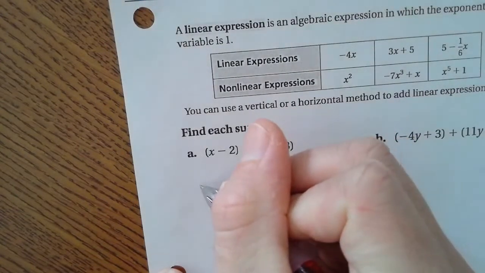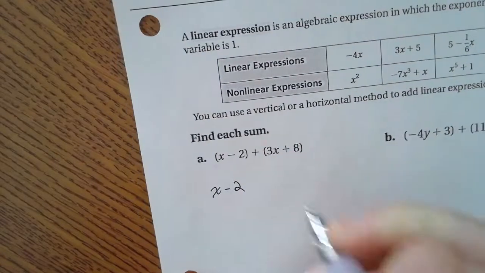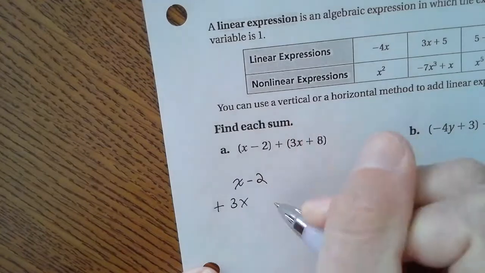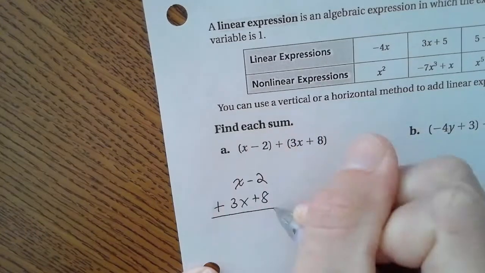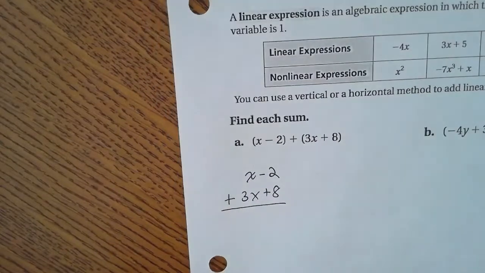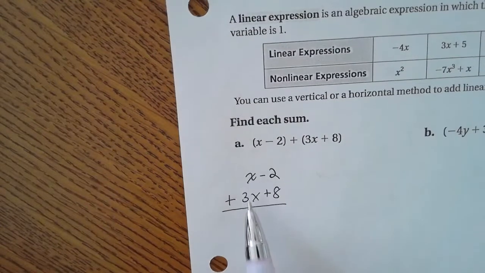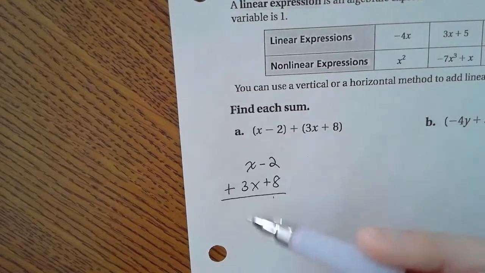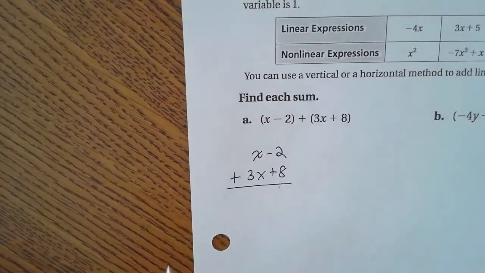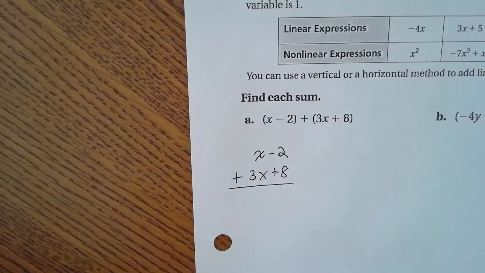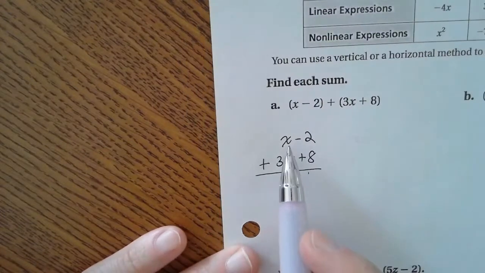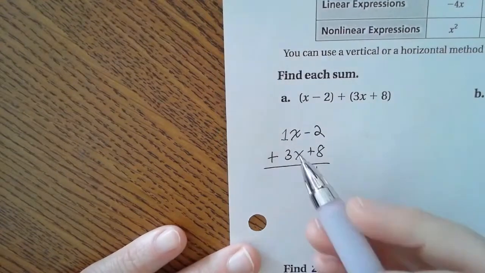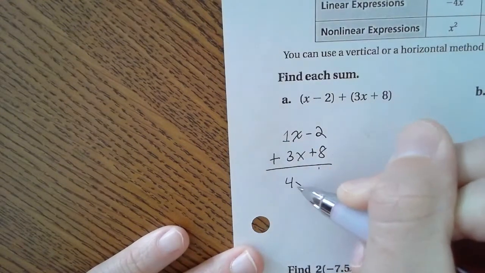plus, just like we normally would in addition, 3x plus 8. If you notice, our x's are lined up, my numbers are lined up, and now I'm just going to add down, vertically. The one thing we have to be careful of is making sure our integers are in the correct order. So x plus 3x, remember there's a 1 in front of the x. So 1x plus 3x is 4x.